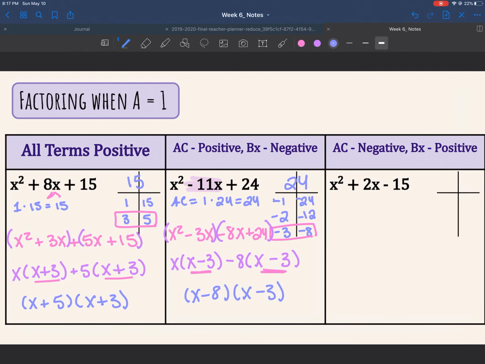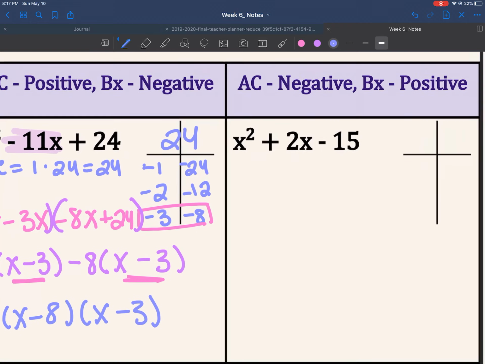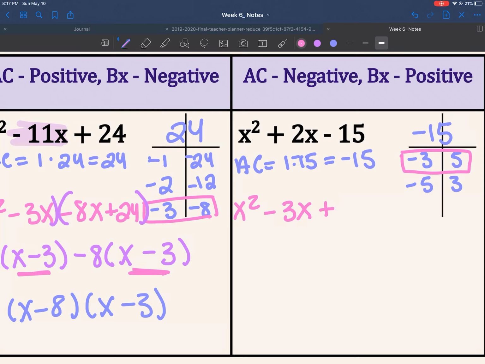And we are done. So then the last one I want to look at is when AC is negative and B is positive. So AC, again, remember, 1 times negative 15 is going to give me negative 15. So now that would give me either negative 3 and 5, or negative 5 and 3. Looking at those two options, what's going to give me a positive 2? These two right here. So x squared minus 3x plus 5x minus 15 is what we're starting with.